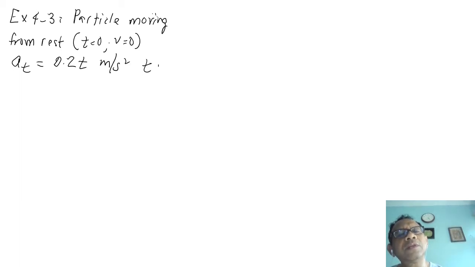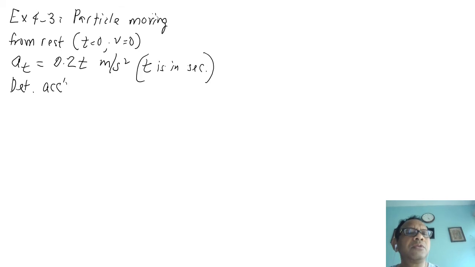Where t is in seconds. Determine the magnitude of its acceleration when it arrives at point B. So determine acceleration when it arrives at point B. I'm going to use short forms here. At when arriving at point B. So what does it look like?